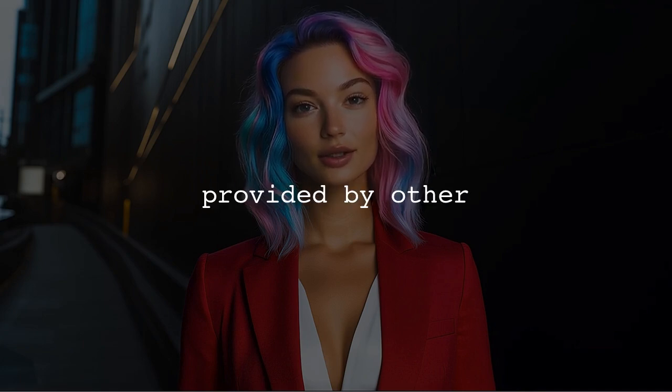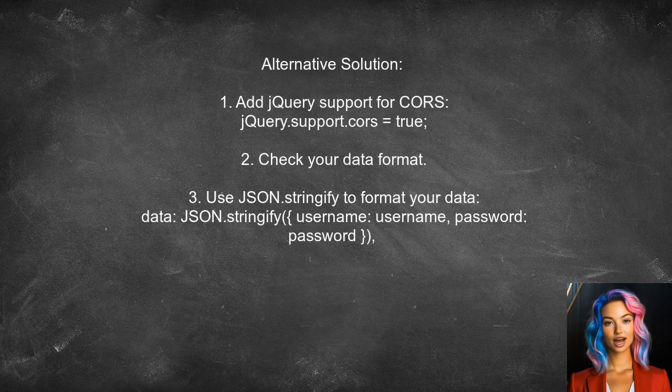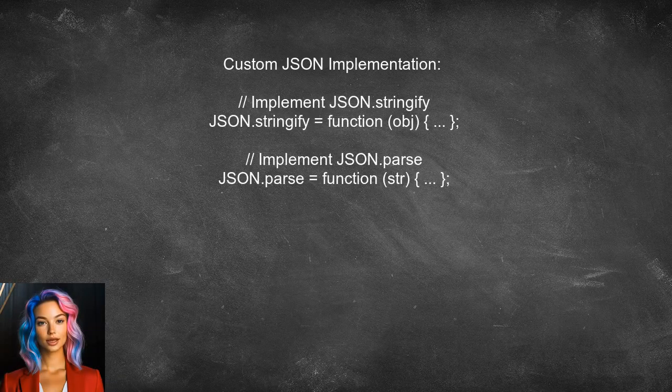Now, let's look at the answers provided by other users. An alternative solution provided by another user suggests adding jQuery support for CORS by including the line jQuery.support.cors = true before your AJAX call. They also recommend checking the data being sent to the API, as it might be causing issues. Additionally, the user provides a custom JSON implementation for stringify and parse functions, which can help ensure your data is correctly formatted before sending it to the API.